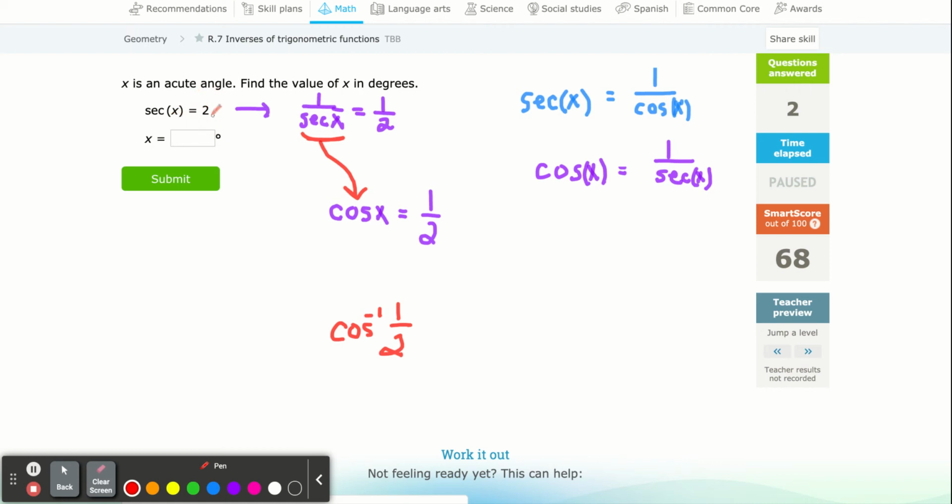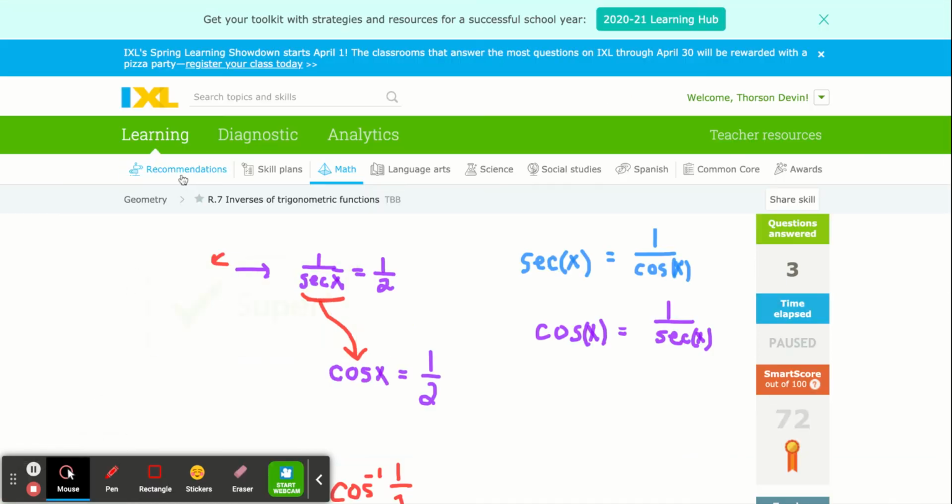So basically, I do the reciprocal of this value, and I do the inverse cosine. So again, I grab my calculator, and I do inverse cosine of not 2, but 1 over 2, and I get 60 degrees. So again, they're still giving us nice whole values, which is fine.